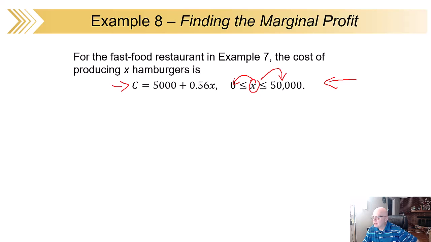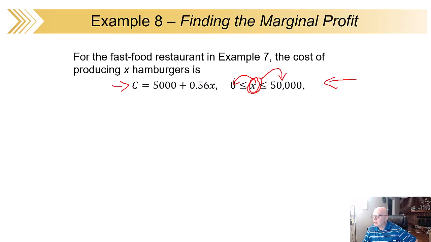If you looked at that graph we had, or the table, it shows you that if you extend that and sell more than 50,000 hamburgers, you're going to have to be giving them away. Well, that doesn't make any sense. So X has a value from 0 to 50,000. That's the domain of the X, or the number of hamburgers.